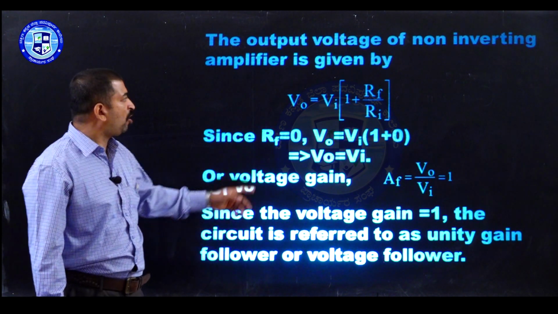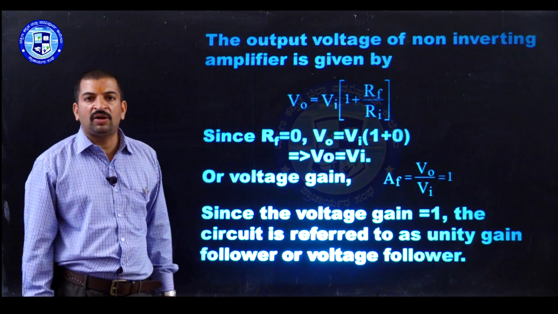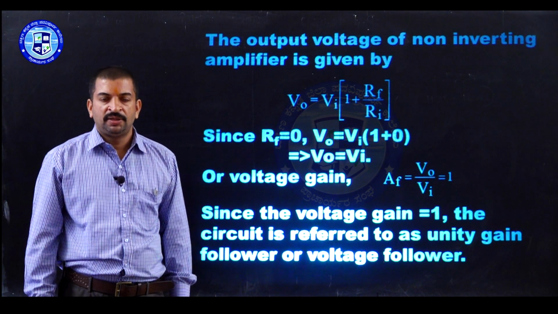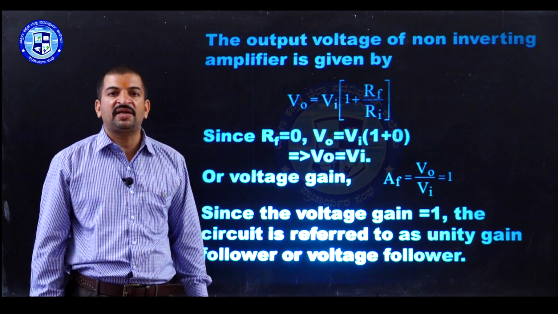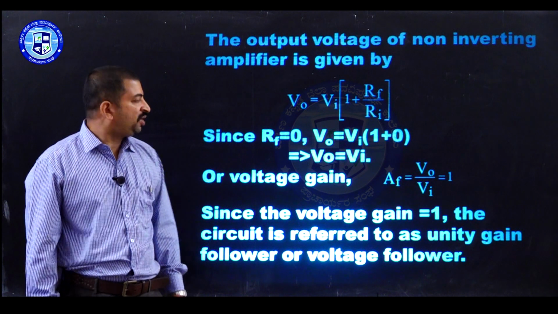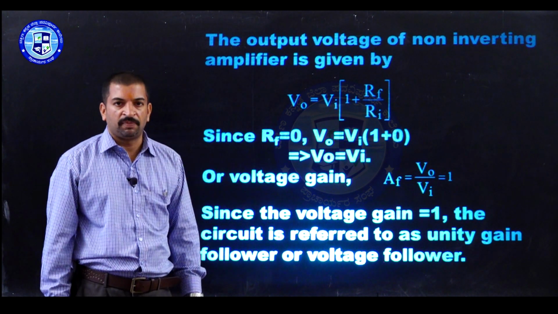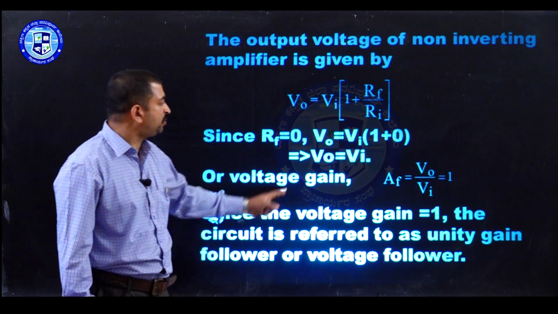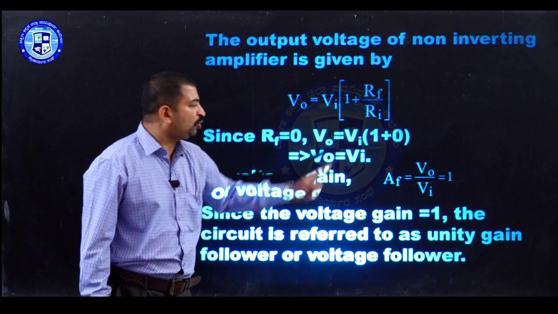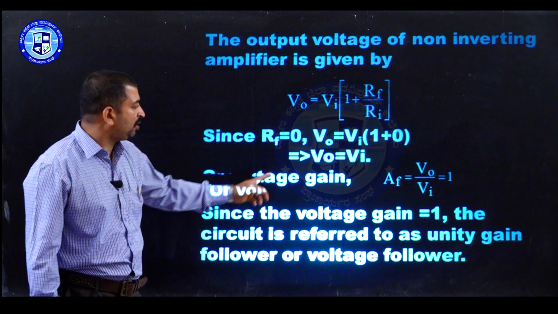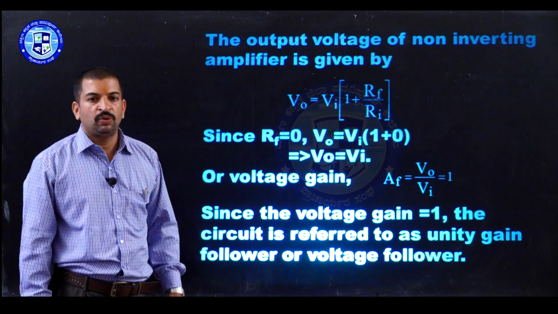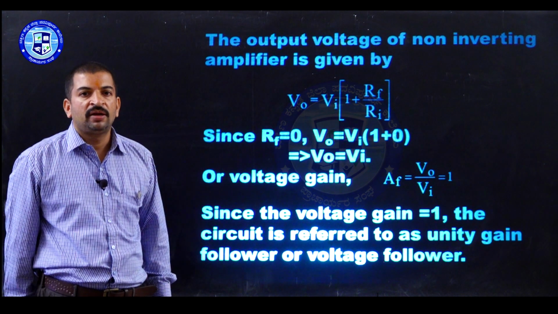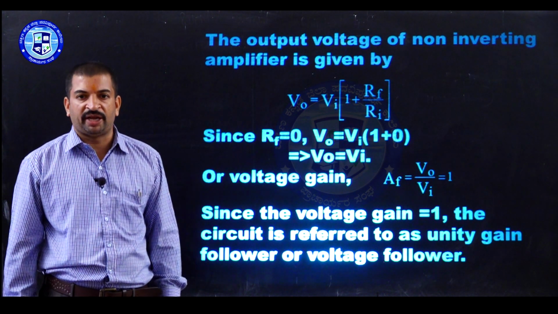Now, the expression for output voltage is given by the formula V naught equal to Vi into 1 plus RF by Ri. Since we have reduced the feedback resistance to 0, let us substitute RF equal to 0. Once we substitute RF equal to 0, the equation becomes V naught equal to Vi into 1 plus 0. That is V naught equal to Vi. Hence, we can say that the output voltage of the voltage follower is equal to the input voltage.